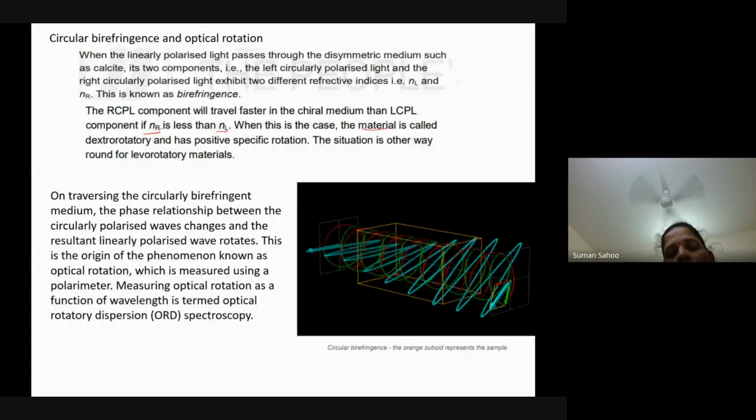Using a polarimeter, you can find out the optical rotation of a compound. We previously said that chiral compounds rotate plane polarized light, but in that case we are taking plane polarized light of a specific wavelength. When we measure the optical rotation as a function of wavelength, that is termed optical rotatory dispersion. That means we measure the optical rotation at different wavelengths of light, but for specific rotation we take it at a particular wavelength.